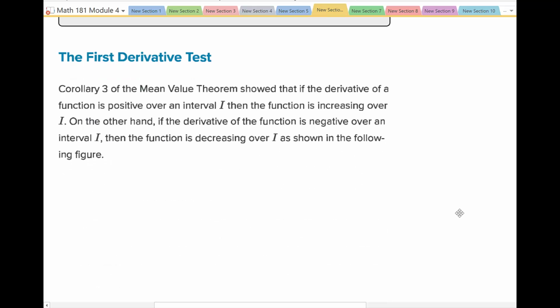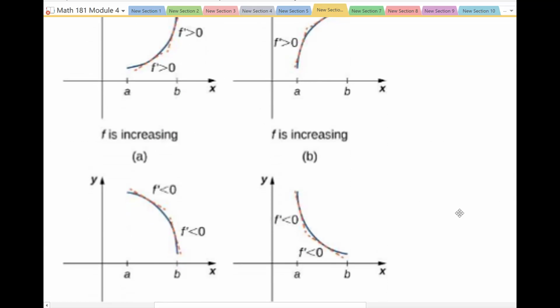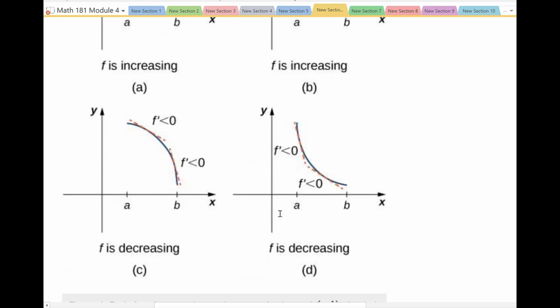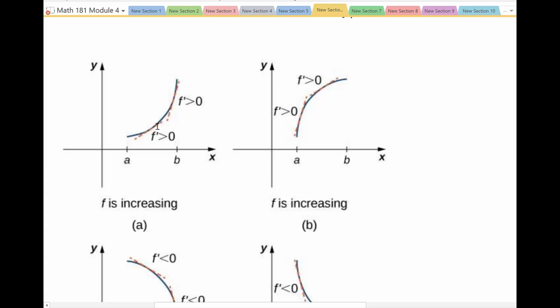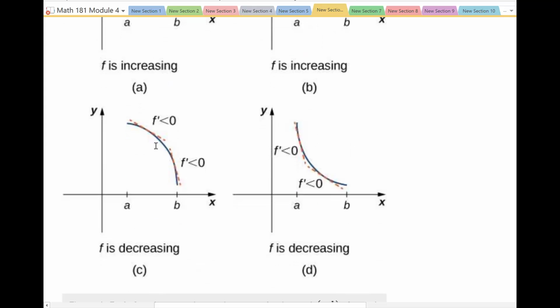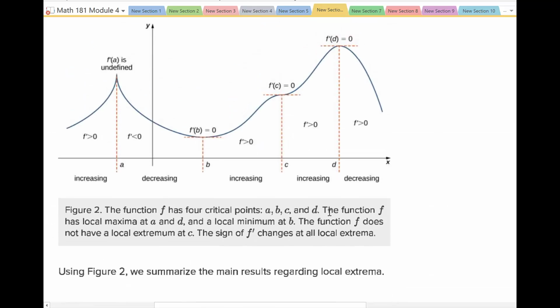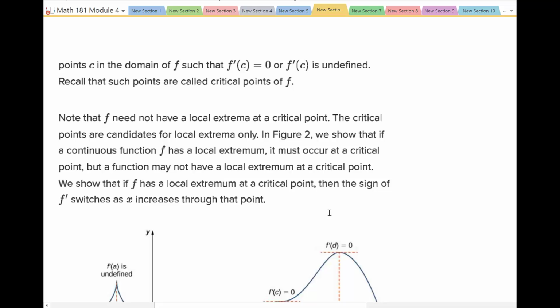So our first derivative test tells us about when a function is increasing and decreasing. Just recall, if your derivative is positive, it's increasing. If it's negative, it's decreasing. See how it's decreasing there. The derivative describes slope, and the first derivative is talking about the slope of the curve at any given point.